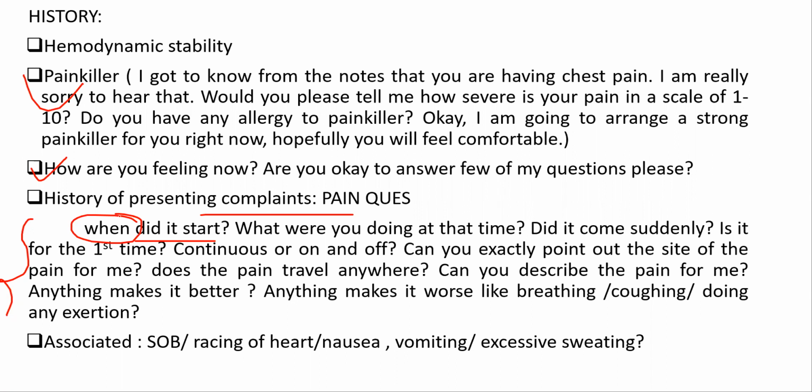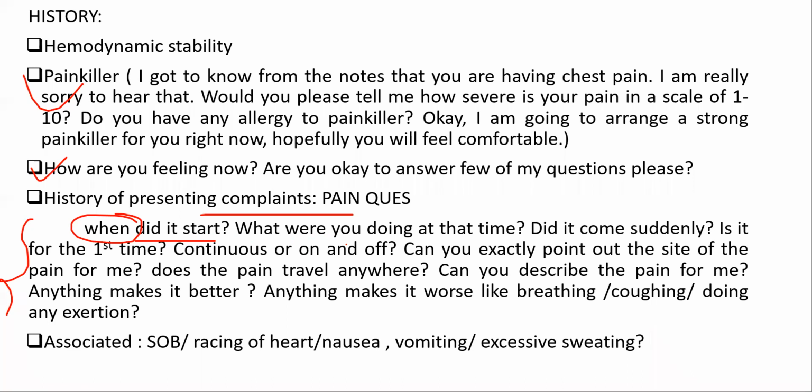That means you did not even hear anything the patient said to you. Okay, that also doesn't look very good, and the examiner doesn't like that kind of approach. So find out what the patient has told you, what the stem has given, and then just ask questions that you need to know. So we need to know, when did it start?